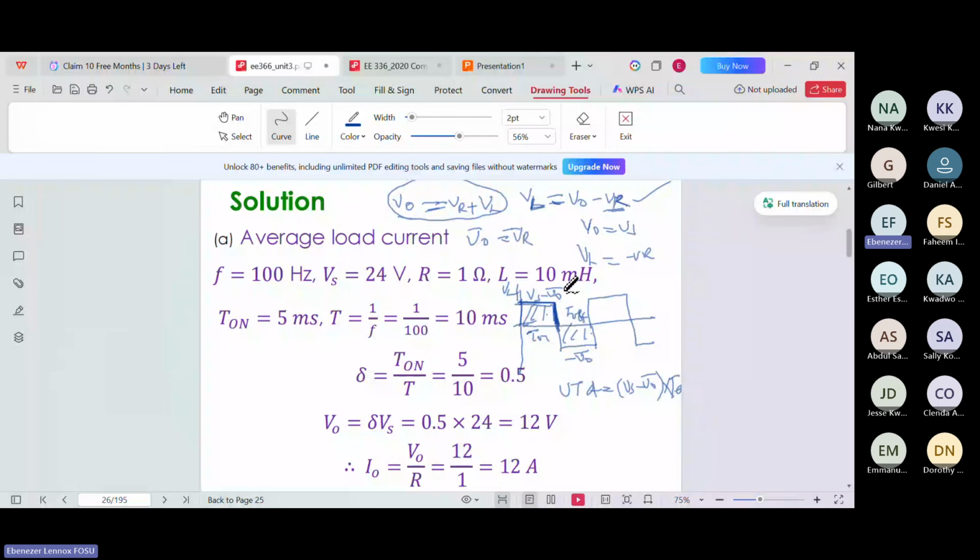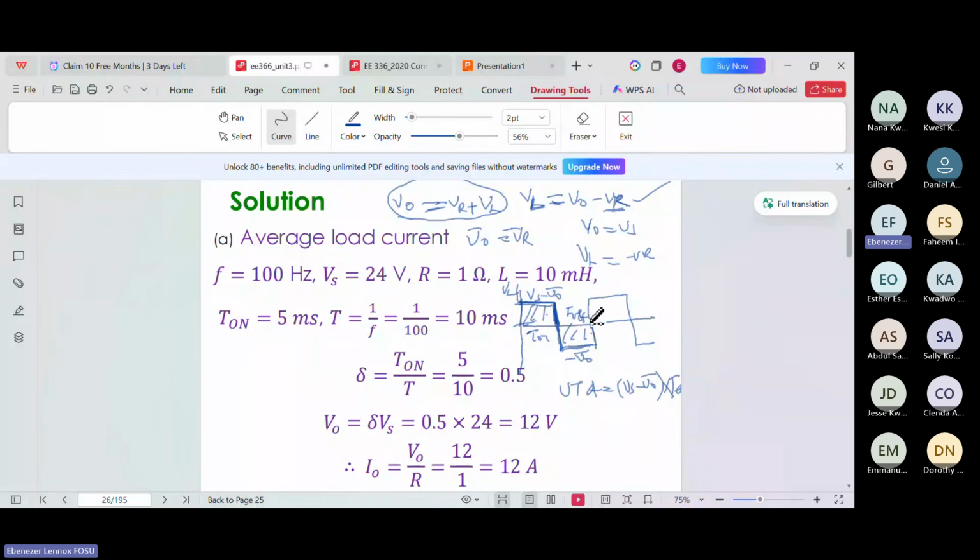Then when you look at the time that the switch is off, V naught is 0. Because V naught is 0, you have VL equal to negative VR. But we know that VR is already V naught bar, the average of the output. So it will come into the negative region, then it will stay at minus V naught bar.